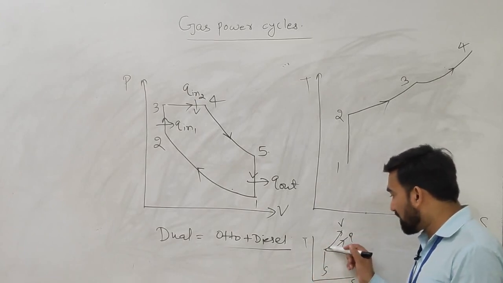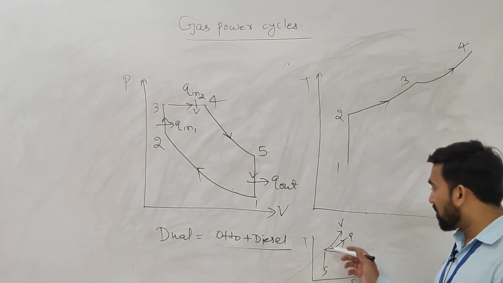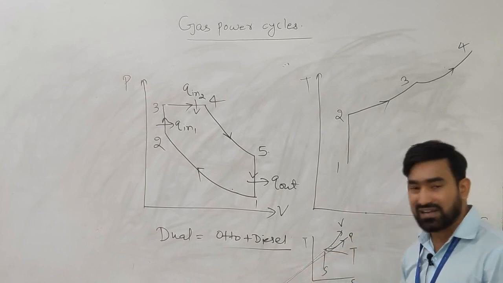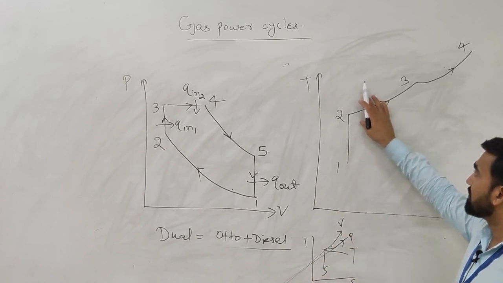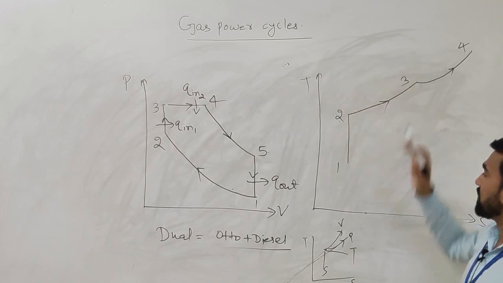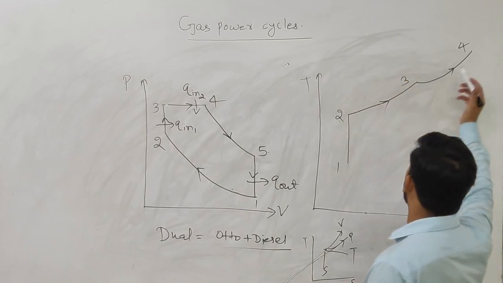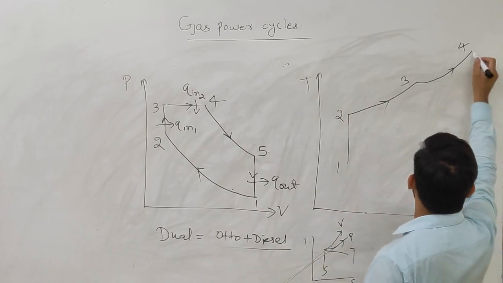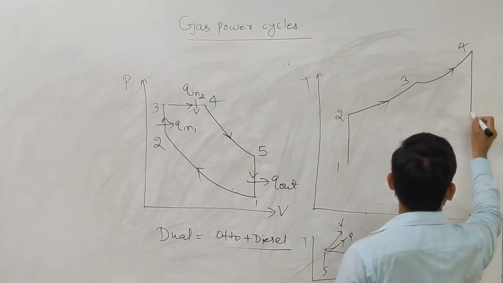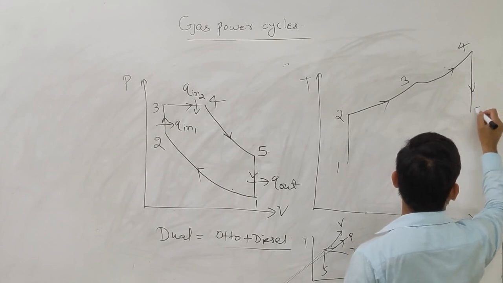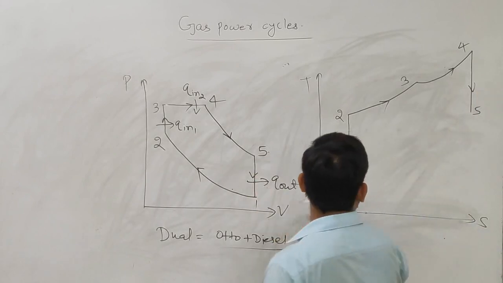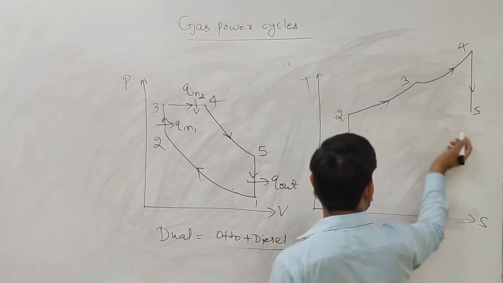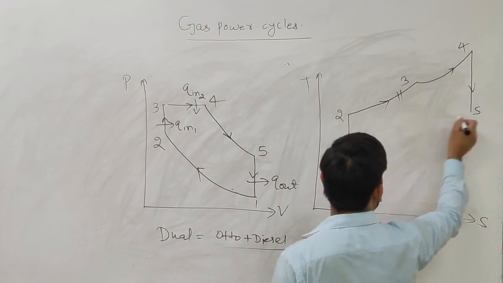Volume line making has more slope or is steeper than the constant pressure line. So we can clearly see that 2 to 3 is constant volume and 3 to 4 is constant pressure. Again 4 to 5, that is reversible adiabatic, behaves like this. And again 5 to 1 is constant volume. So a constant volume process will look like this.